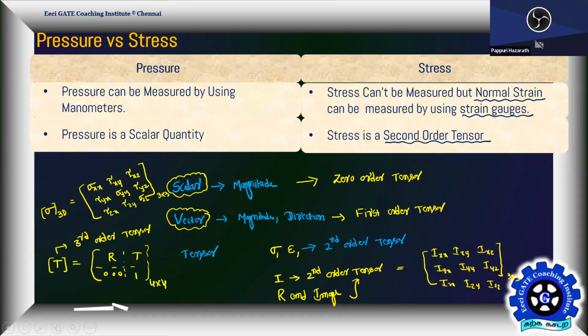Understood now? What is this particular tensor business? Understood? Scalar is also a tensor, but it is a zero order tensor. Vector is a first order tensor. In that tensor family, stress, strain, moment of inertia, and rotation all come under second order tensor. Transformation is a combination of both rotation and translation. Transformation is nothing but a third order tensor. You can represent it with a 4 by 4 matrix.